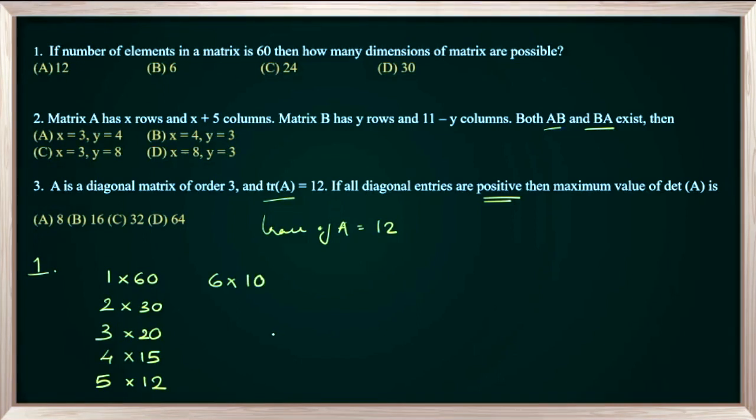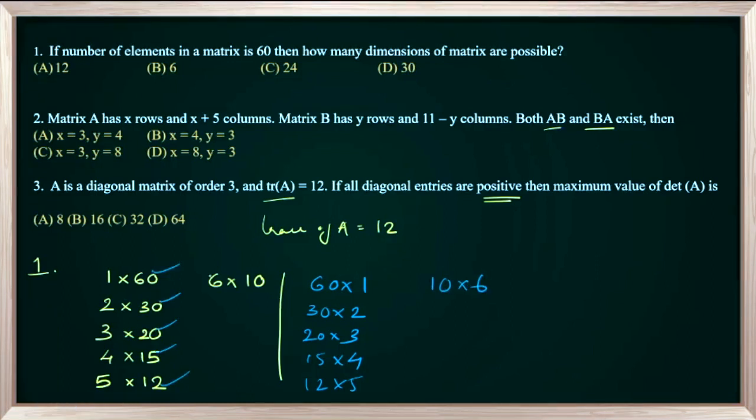Now, further, can you reduce it? No, not possible. The other options are also possible: 60 by 1, 60 rows and 1 column, 30 by 2, 20 by 3, 15 by 4, 12 by 5, and 10 by 6. So 1, 2, 3, 4, 5, 6, 7, 8, 9, 10, 11, 12. 12 different ways you can find the order of the matrix.